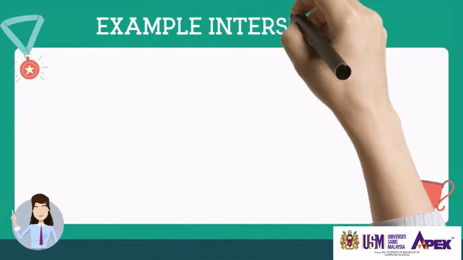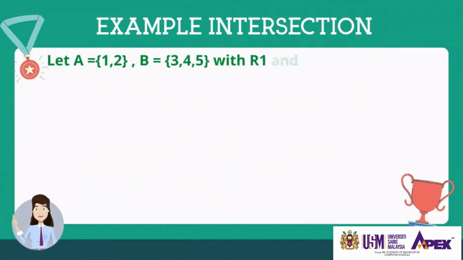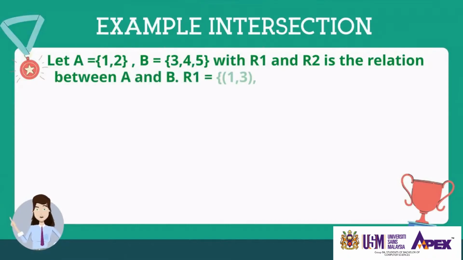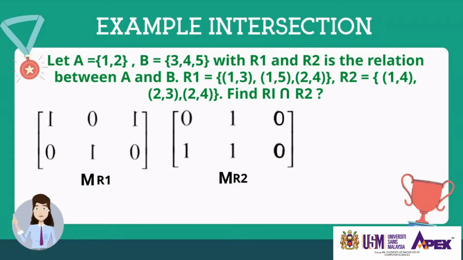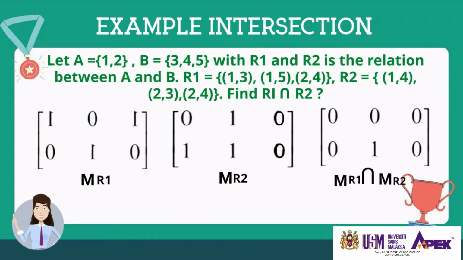Example for intersection. Given set A and set B with R1 and R2 as the relations, find R1 intersection R2. In the intersection of two relations, it will always equal 0 except when the element in both matrices is 1.